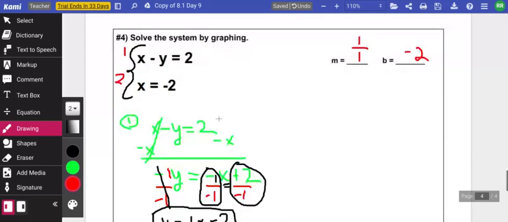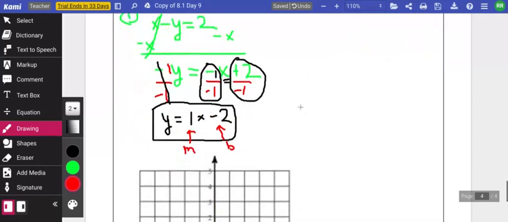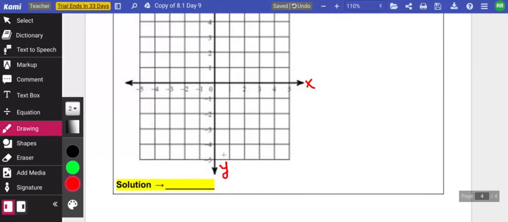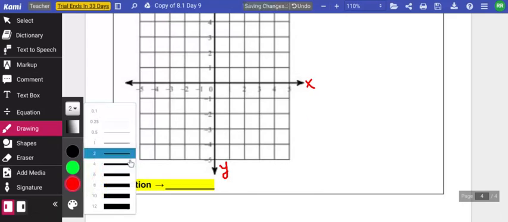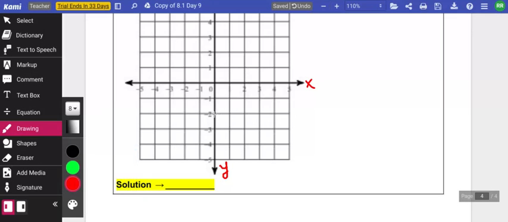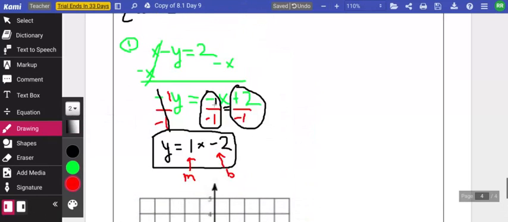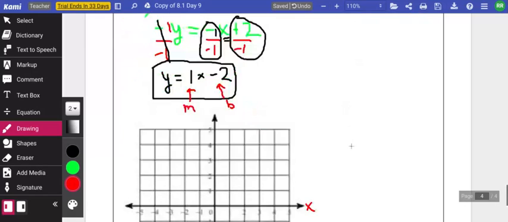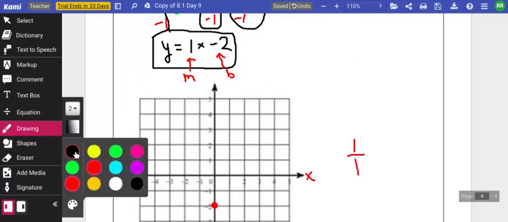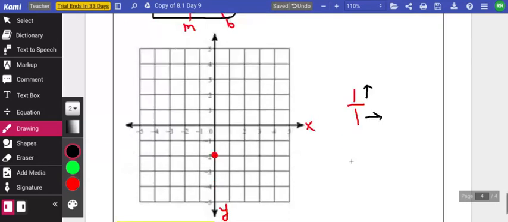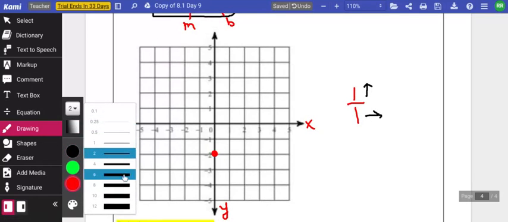Okay, let's graph that line. So I'm going to begin at b. b is at negative 2. Remember, this is our x-axis, and this is the y-axis. And so at negative 2, that's where I will begin, right there. Put a dot. Okay, then how will I move? My slope is 1, or 1 over 1. And so this tells me from b to go up 1 and to the right 1.